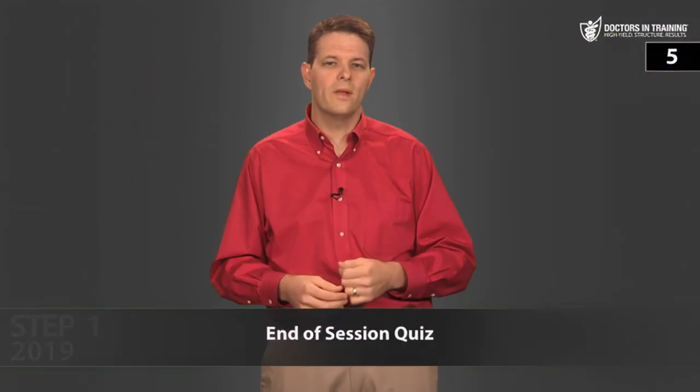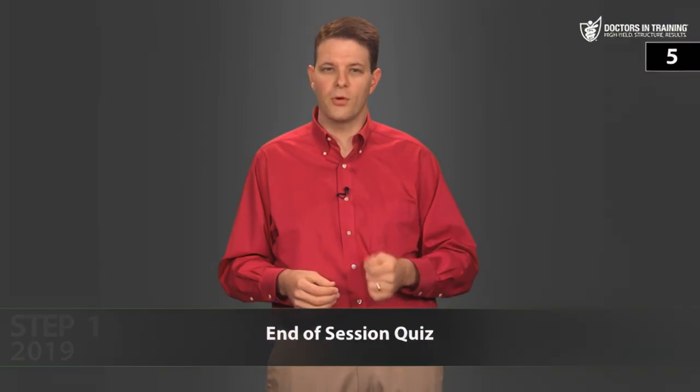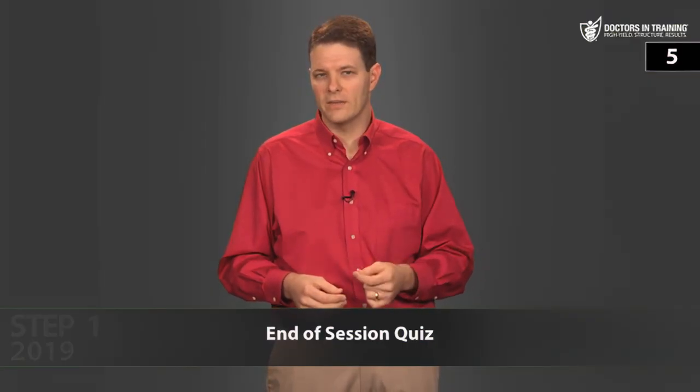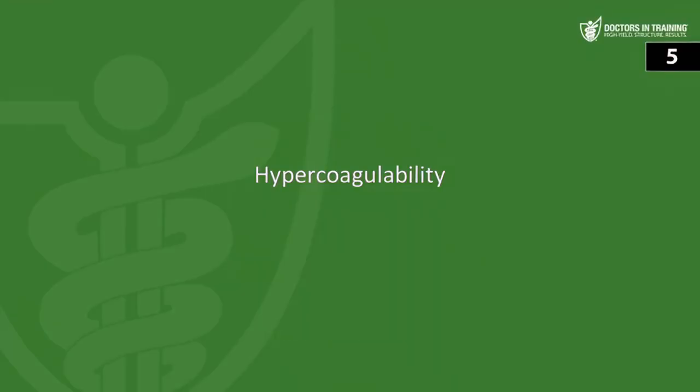And the last question, what is the clinical consequence of a deficiency in either protein C or protein S? Remember, protein C and protein S are both anticoagulants. So if you're deficient in an anticoagulant, you'll become hypercoagulable. So the clinical consequence is hypercoagulability.